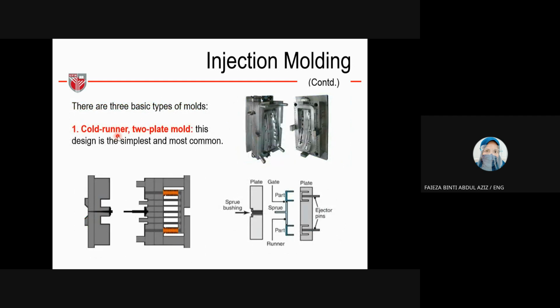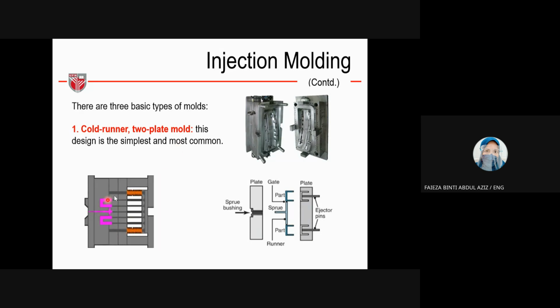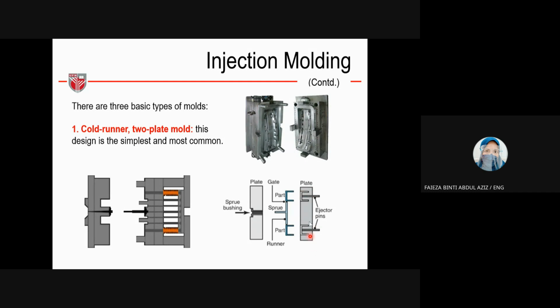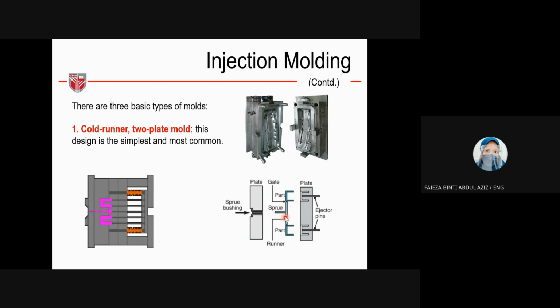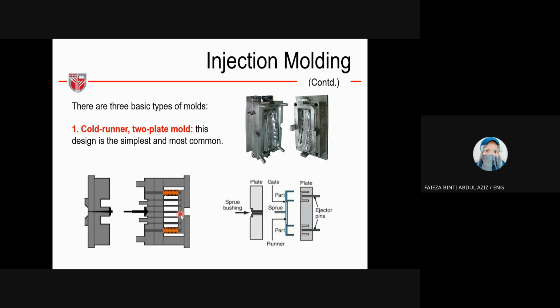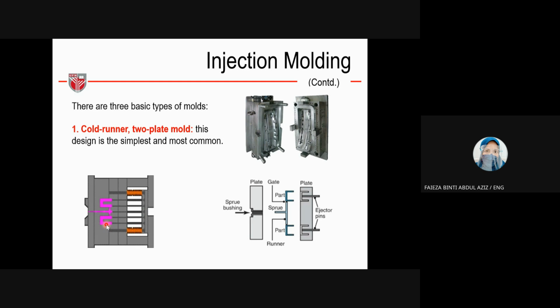The first one is the cold runner, two plate mold. This design is the simplest and most common. As you can see here, it is just two plates, one on the left and one on the right. This is the sprue, this is the gate, and this is the part, components 1 and 2. So sprue and gate here, and the runner. Once it's done, we eject. Here we inject the molten material, then it solidifies, and then we eject and it falls down.